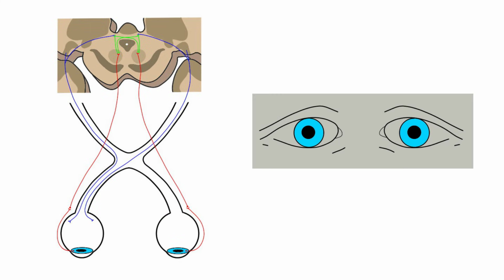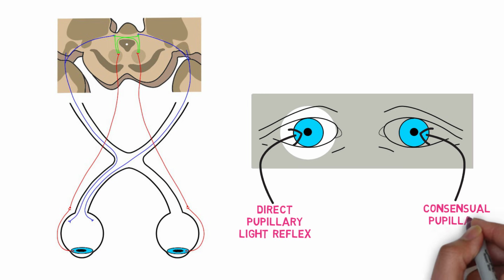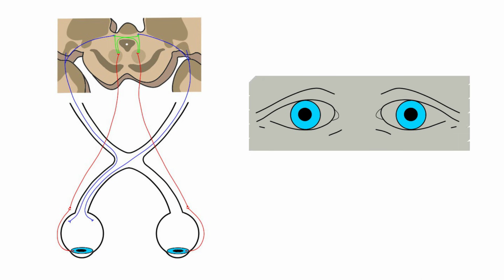Because the signal from the pretectal area is sent to both Edinger-Westphal nuclei, shining light into one eye results in pupillary constriction on both sides. The response in the stimulated eye is called the direct pupillary light reflex, and the response in the opposite eye is called the consensual pupillary light reflex.